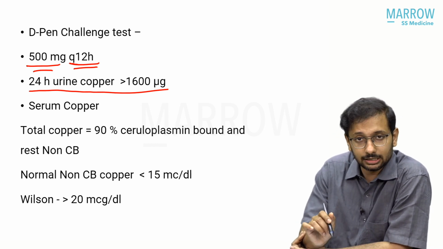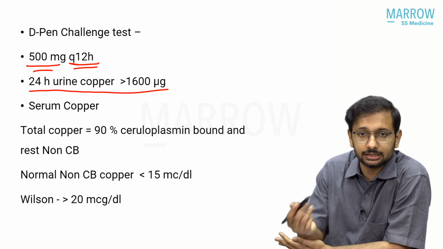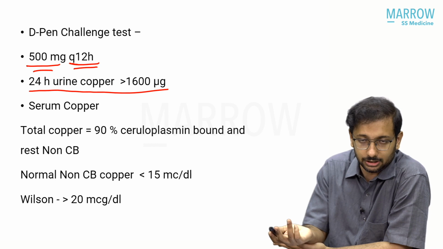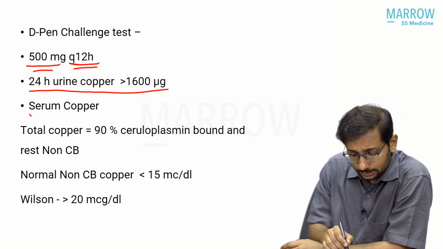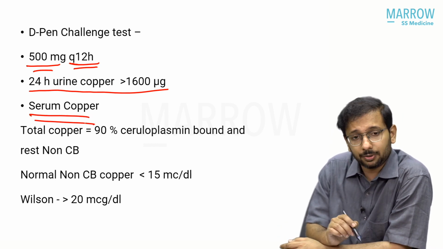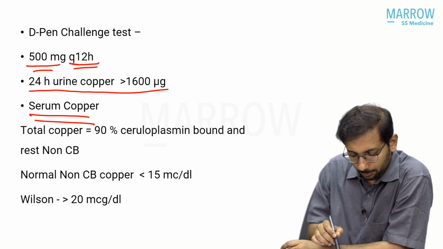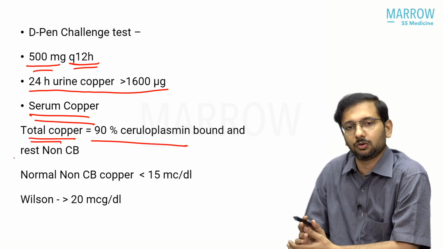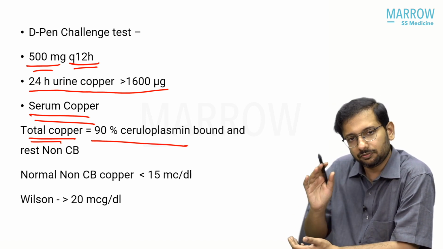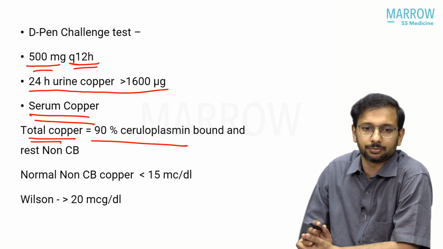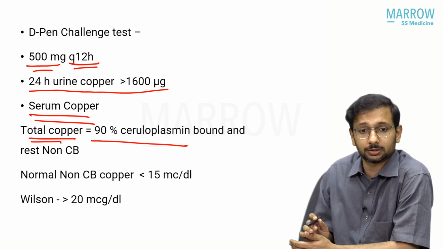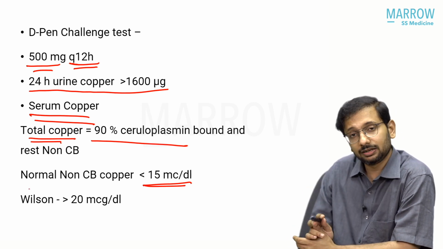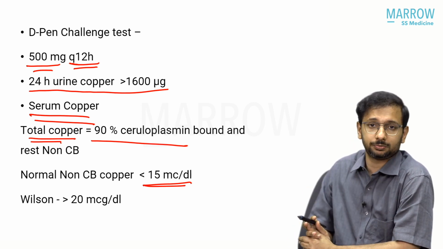This is still used, obviously, in the treatment of Wilson disease, because any treatment monitoring has to be with the D-penicillamine challenge test only. Now there has been serum copper estimation, but it has not been really good, because total copper is 90% ceruloplasmin bound and the rest is non-ceruloplasmin bound copper. So when you check serum copper, invariably non-ceruloplasmin bound copper also comes up. So you have to check for non-ceruloplasmin bound copper. If it is less than 15 micrograms per deciliter, it is normal. In Wilson's, it's invariably more than 20 micrograms per deciliter.